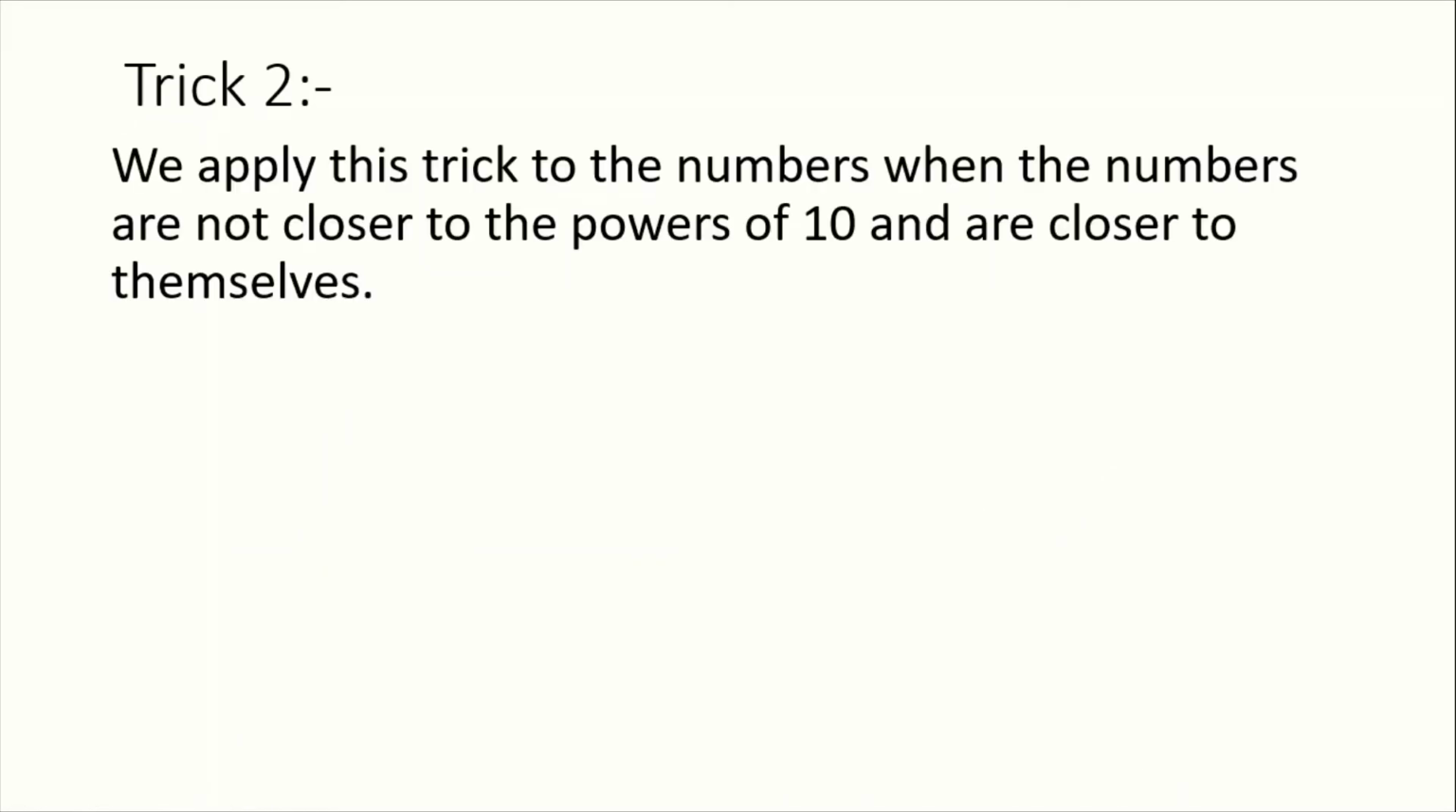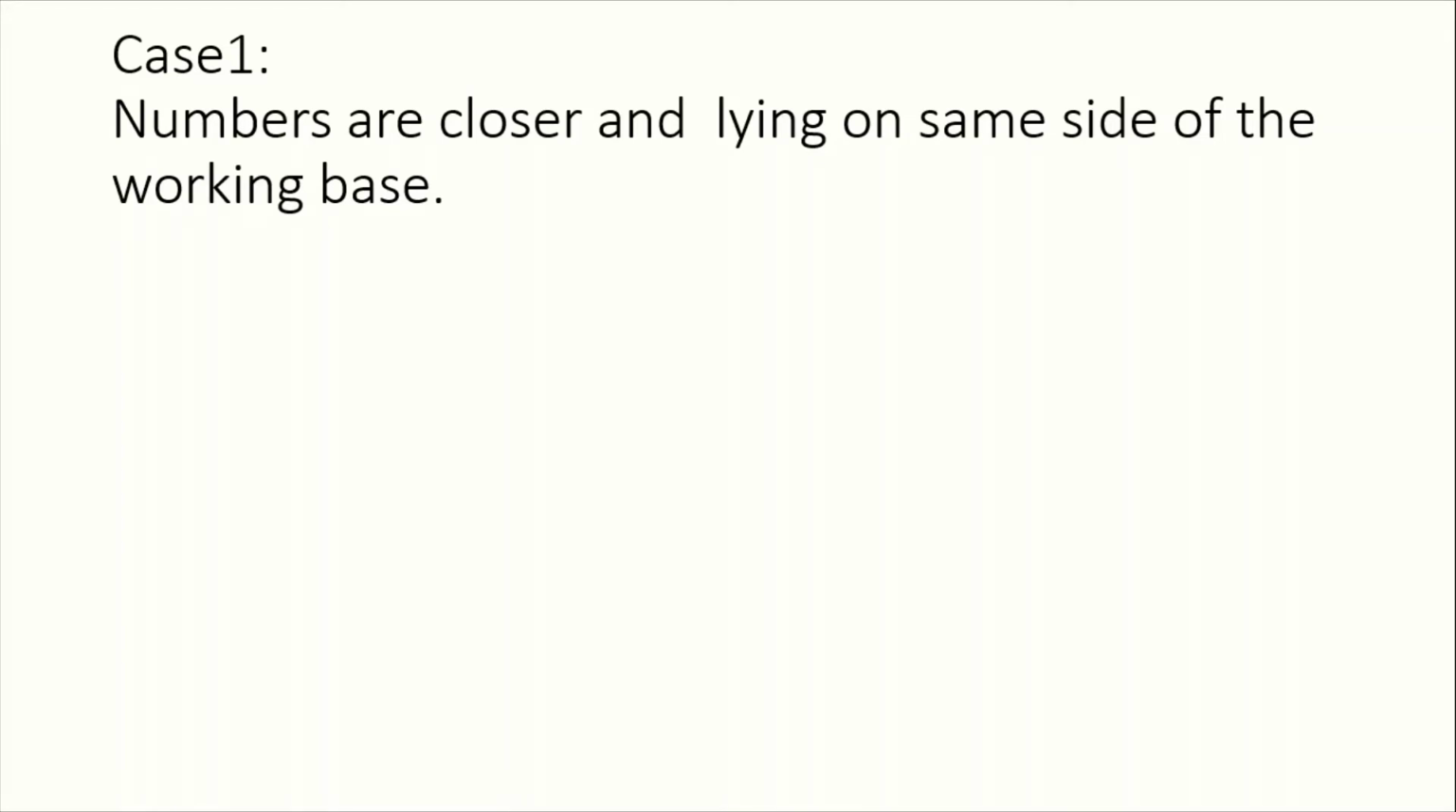9,94,964. We'll see another trick. We apply this trick when the numbers are not closer to the powers of 10 and they are closer to themselves. For example, I am considering one case in which the numbers are closer and lying on the same side of the working base. For example, I have considered 63 multiplied by 67.